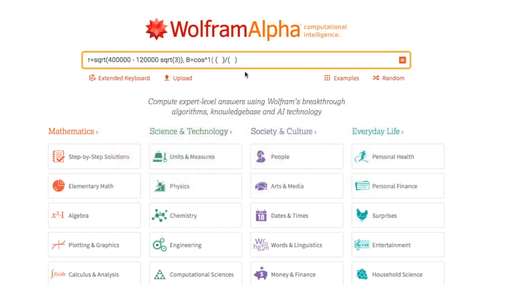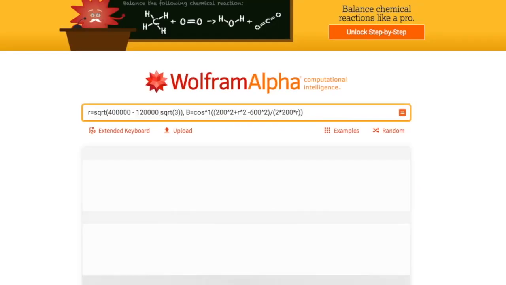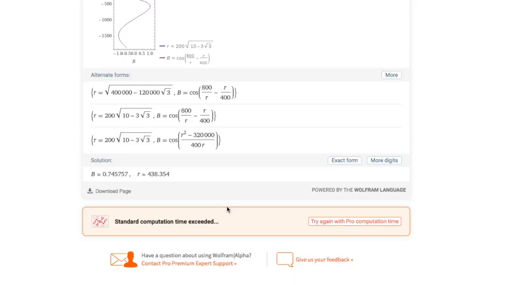Okay, so I kind of forgot what the numbers were again. Oh yeah, so that was 200 squared plus our r value squared. And see, I was able to just type in r, which is kind of cool, r squared, minus 600 squared. Okay, now tighten that up, divided by 2 times side A, which was 200, times r. And my last bracket there, clean that all up, and let's see if this works out. All right, cool. But there's one small problem. See the value B? That's in radians.